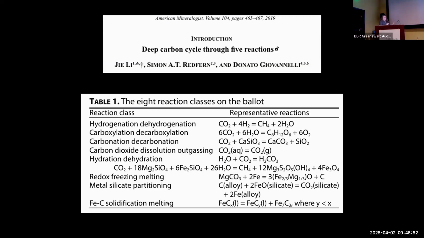For the deep carbon cycle through 5 reactions papers, if you want to find them, I have a couple of screenshots here. They're from American Mineralogist 2019-2020, volumes 104 and 105. This one in particular described how the Earth in 5 reactions came to be and the reactions that, by ballot and discussion in different workshops, were agreed upon. So we've got our hydrogenation, our carboxylation, our carbonation, and carbon dioxide dissociation, outgassing.